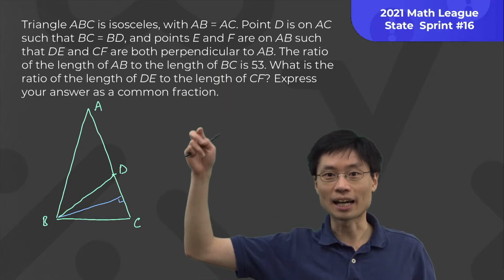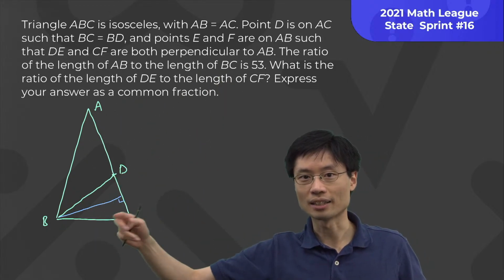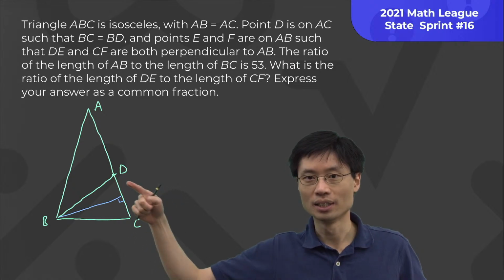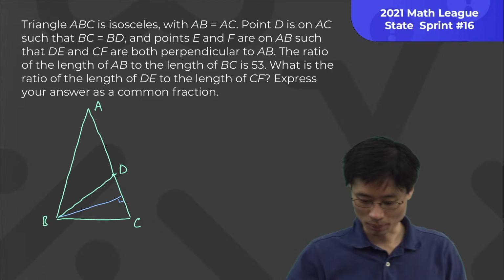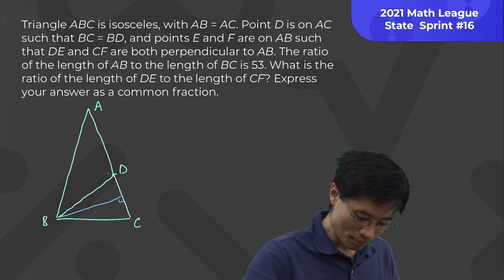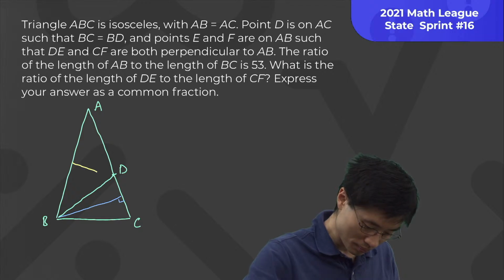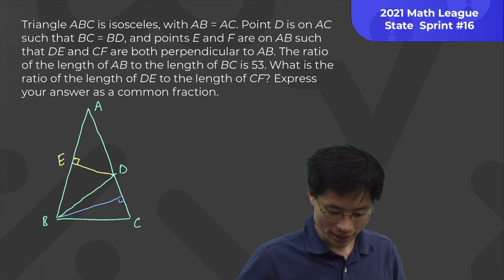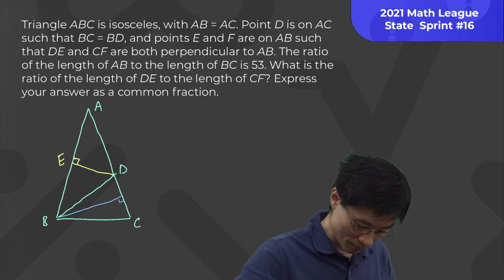And points E and F are on AB such that DE and CF are both perpendicular to AB. Oh, I'm drawing more perpendiculars. I can do that. So I have to draw this DE perpendicular. And CF is also perpendicular.